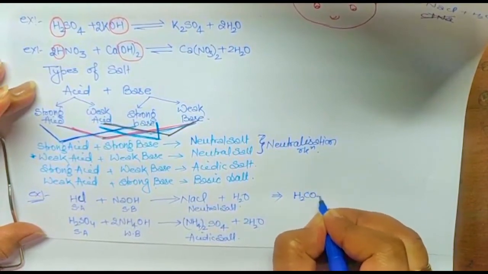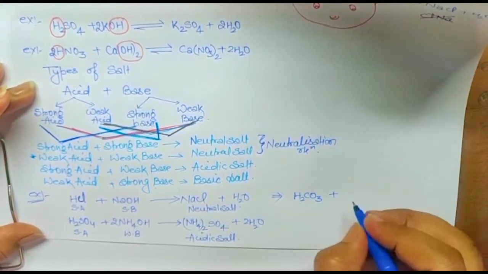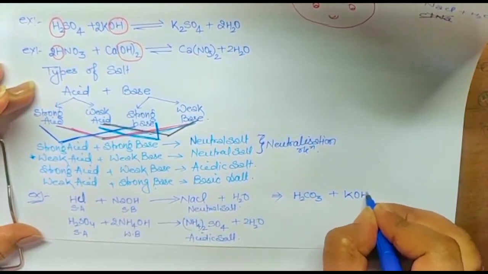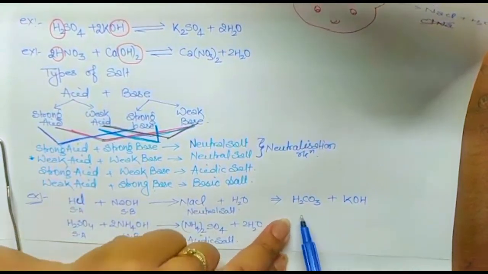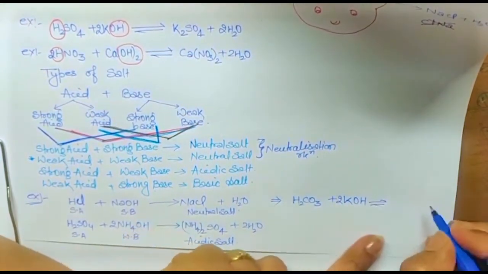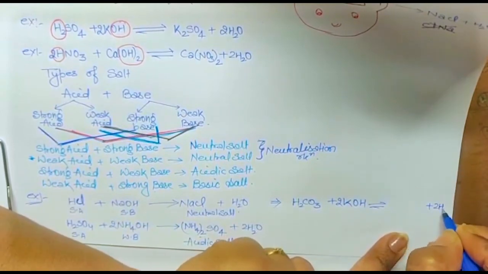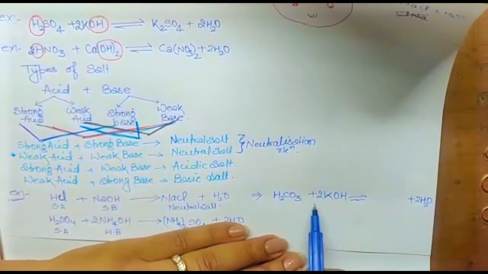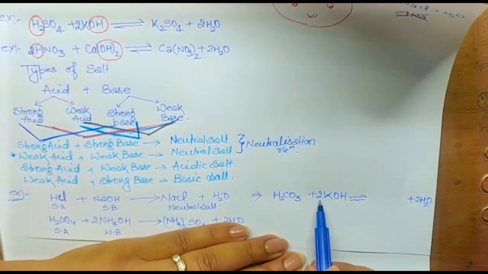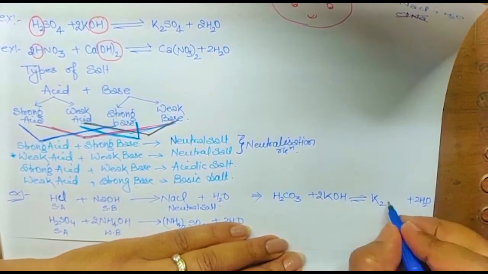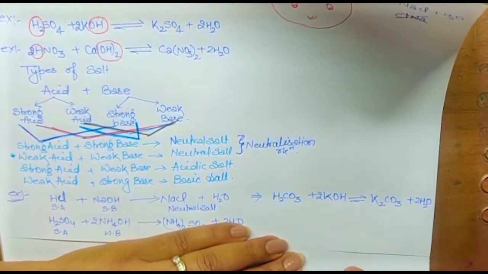Another example. Next. If I am taking, suppose that H2CO3 plus KOH. How many hydrogens this side? 2. So what you have to do? 2. Yes, clear? So how many water molecules? 2 water molecules will come out. What will be the salt formed? The positive part of this base, yani ki K. How many K? 2. So this is K2 and this negative part is CO3. Isn't it?